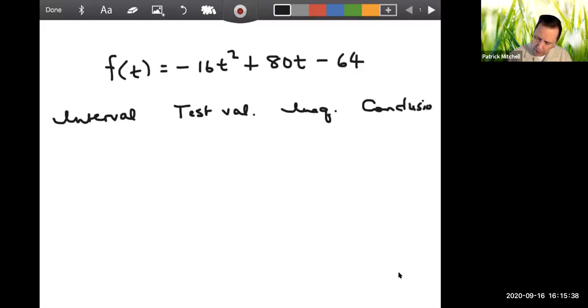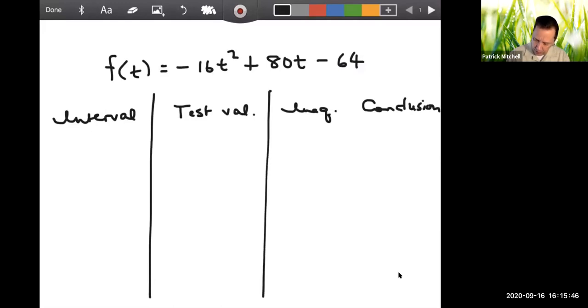By the way, my handwriting is much nicer than this in real life. It's hard to write on the tablet, for me anyway.